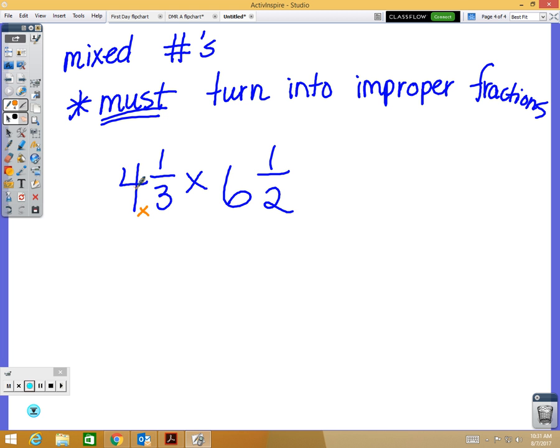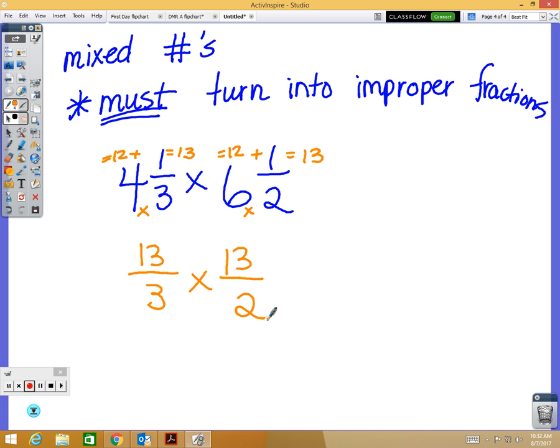Good. So we're doing 3 times 4, which is 12. 12 plus 1 is 13. So that's going to give me 13 over 3. Same process for 6 1/2. 2 times 6 is 12, and 12 plus 1 is also 13. That's going to give me 13 over 2. Can I cross reduce? 2 and 13, can they be divided by anything? No. 3 and 13? No. So unfortunately, I'm not going to be able to help myself out too much with that.